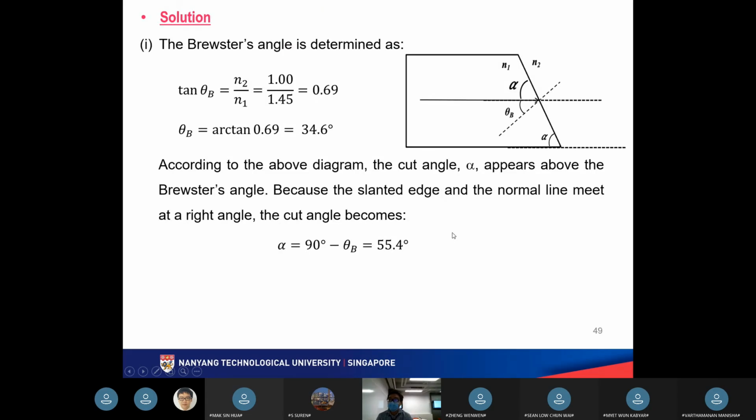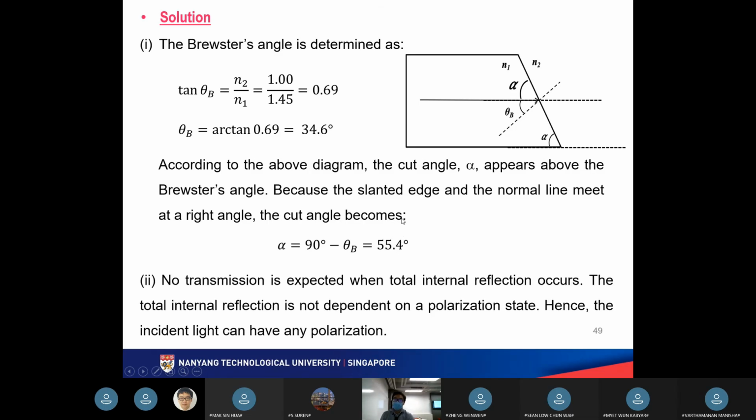So as I said, what we do for question 1 is first find out theta B: tan theta B equals N2 divided by N1. So we get theta B equal to about 34.6 degrees. Alpha equals 90 minus theta B, so that I get alpha. Solution to the second question: low transmission is expected, which means total internal reflection. Total internal reflection does not have any requirement on the polarization, so the incident light can be of any polarization. Okay?